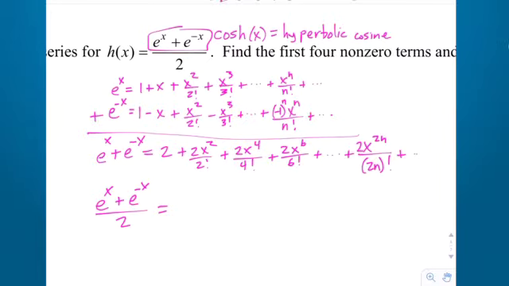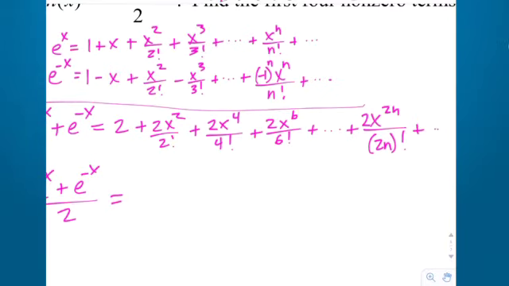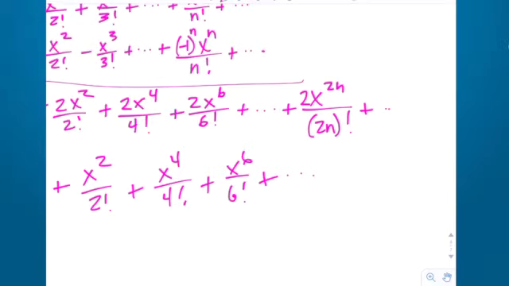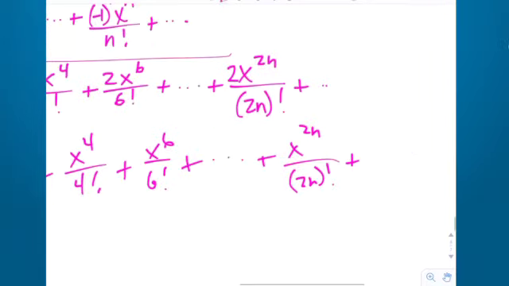And, oh boy, this would be fun. What happens with all the 2's now? They become 1's, right? So I have 1 plus x squared over 2 factorial plus x to the 4th over 4 factorial plus x to the 6th over 6 factorial plus yada, yada, yada plus x to the 2n over 2n factorial plus et cetera, et cetera, et cetera.